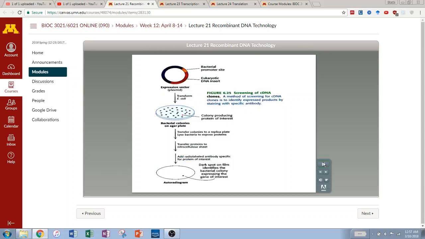The Western blotting procedure uses specific antibodies to identify proteins of interest. To carry out Western blotting, E. coli is infected with the plasmid carrying the gene of interest. Individual bacterial colonies are grown up on an agar plate. The bacterial colonies are then lysed to expose the protein. The protein spots are transferred to a nitrocellulose filter. A radiolabeled antibody specific for the protein of interest is added. The filter is placed on X-ray film, and the dark spots on the film are used to identify the colonies containing the protein of interest.